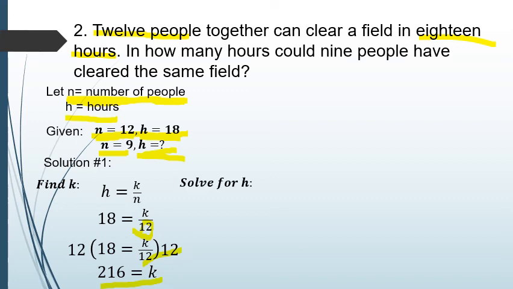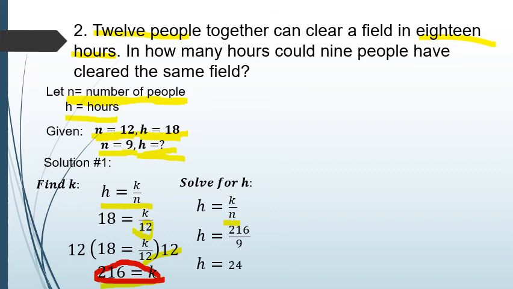Gagamitin pa rin natin sa pagsosolve ng n ang equation na ito. So, we have h equals k over n. So, yung n na gagamitin natin this time ay yung 9. Yung pangalawang given. Okay. So, we have h equals 216 over 9. Saan galing yung 216? Galing po yan dito sa constant or value ng k. So, 216 divided by 9, we have h is equal to 24. Ibig sabihin, 24 hours ang kailangan para matapos ang field ng 9 persons, or 9 people.